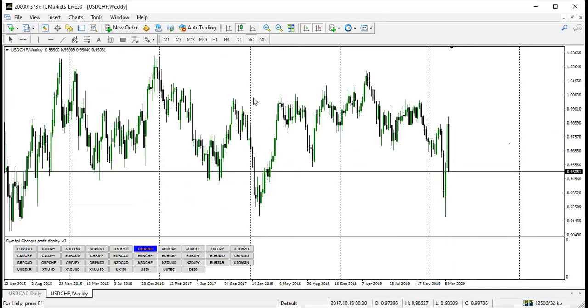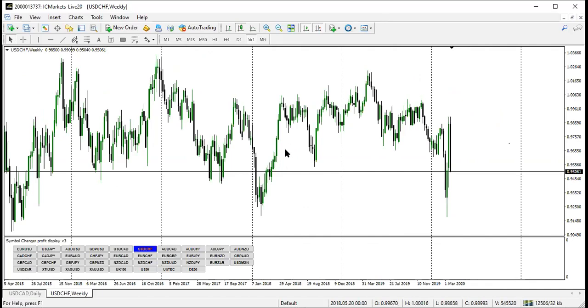The next pair we're going to look at is USDCHF. On USDCHF on the weekly time frame, this pair is creating a higher high here, then a higher low. We have another higher high, and a higher low that broke the structure.